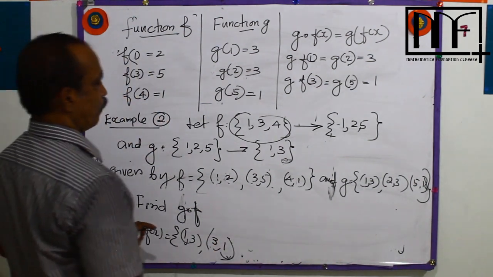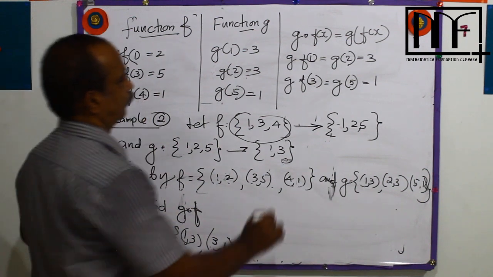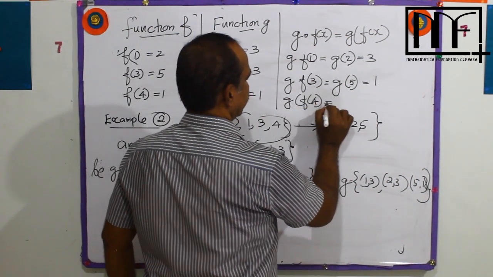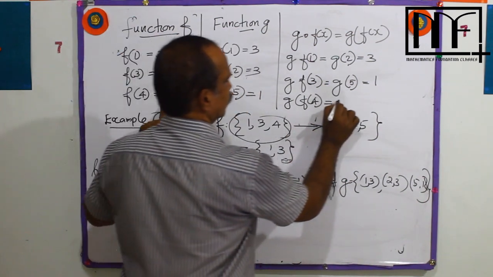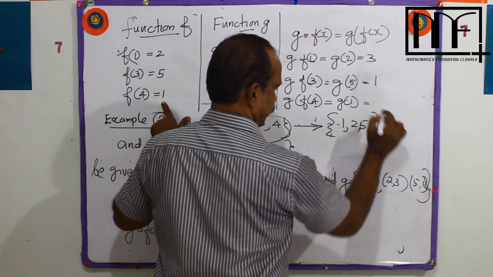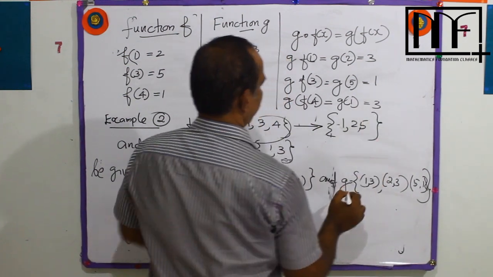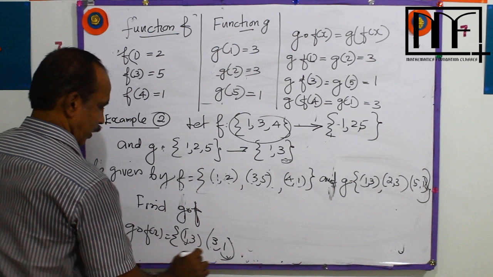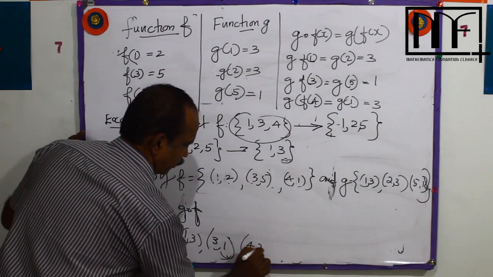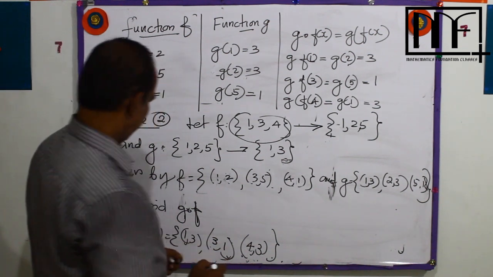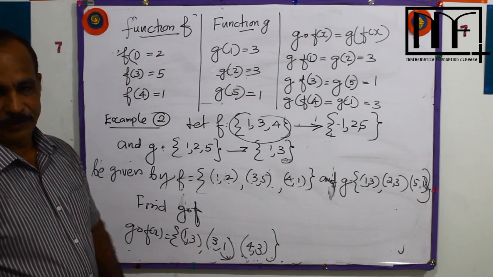The third element is 4. g of f of 4: f of 4 is 1, so g of 1, and g of 1 is 3. So we get 4, 3 as the next pair. These are the functions g of f of x.